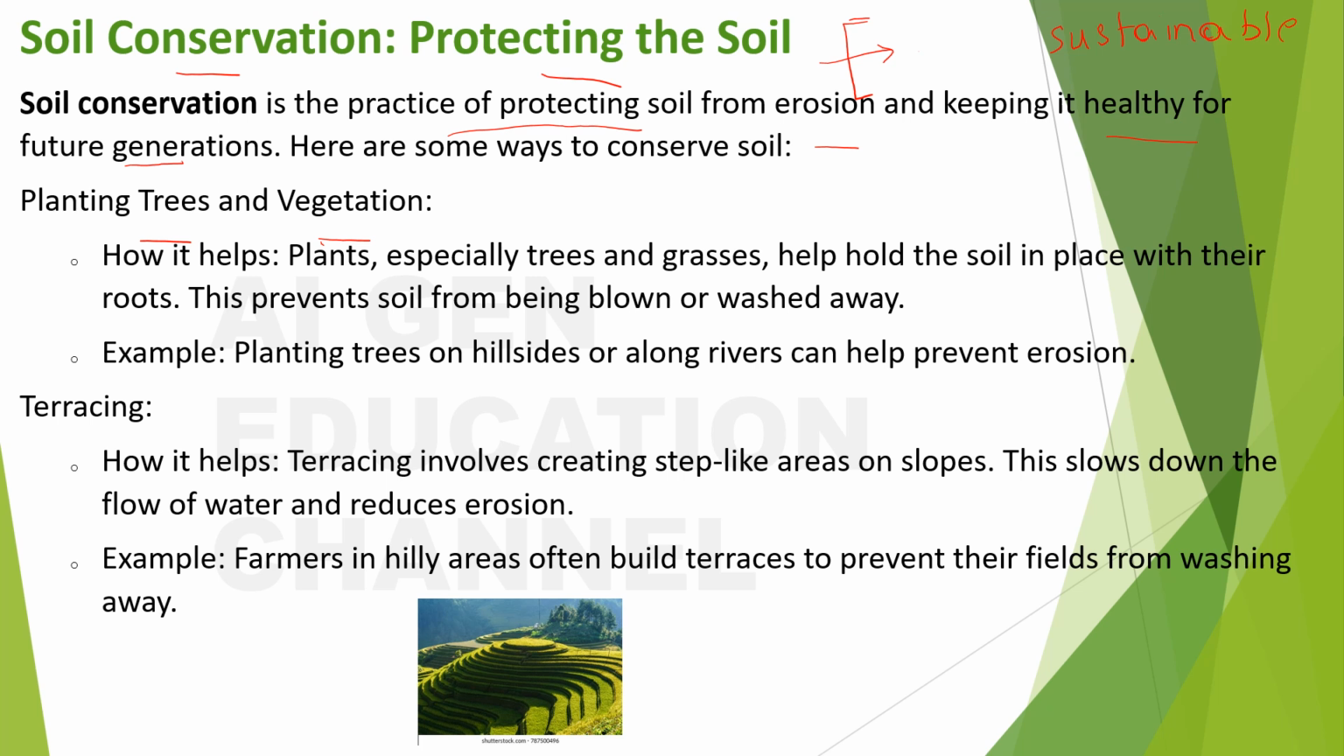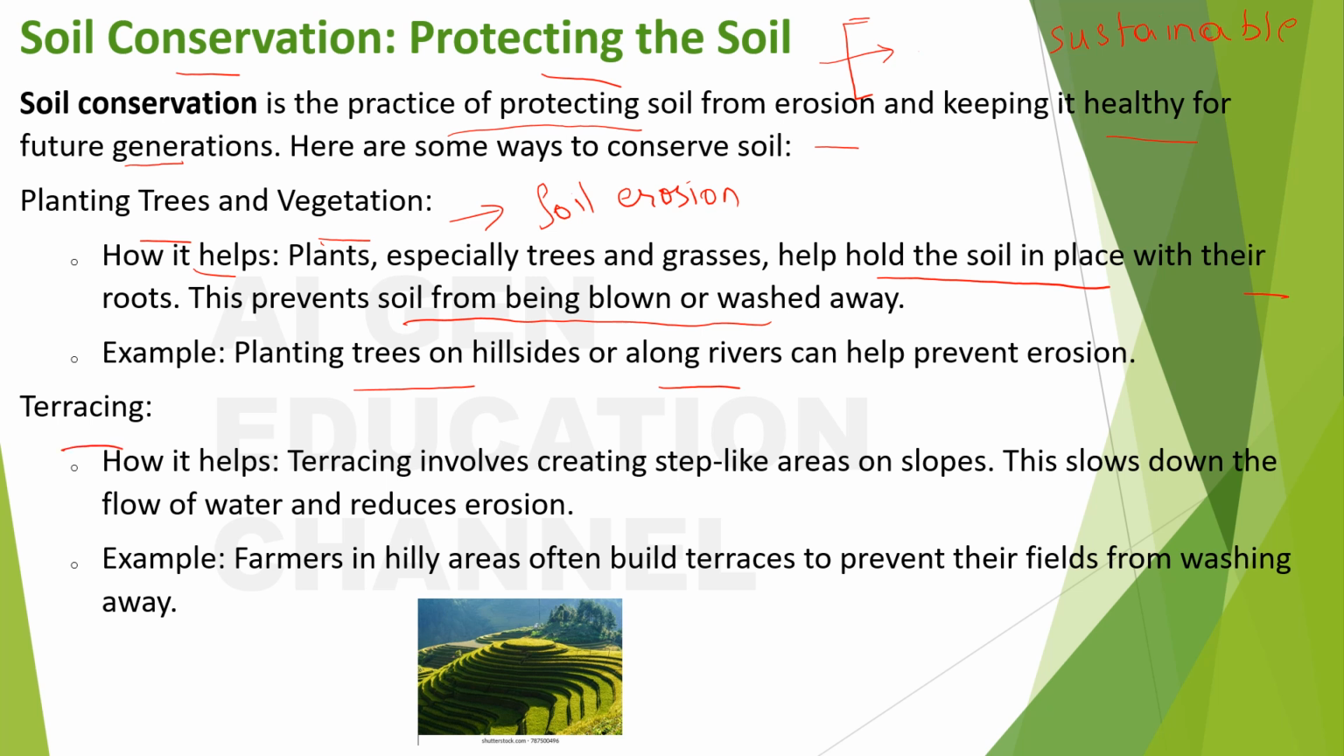When you cut down the trees, you are contributing to soil erosion, and when you plant more trees, you are contributing to soil conservation. How does it help? Plants, especially trees and grasses, help hold the soil in place with their roots. This prevents soil from being blown or washed away. For example, planting trees on hillsides or along rivers, anywhere. Not only these places but anywhere.